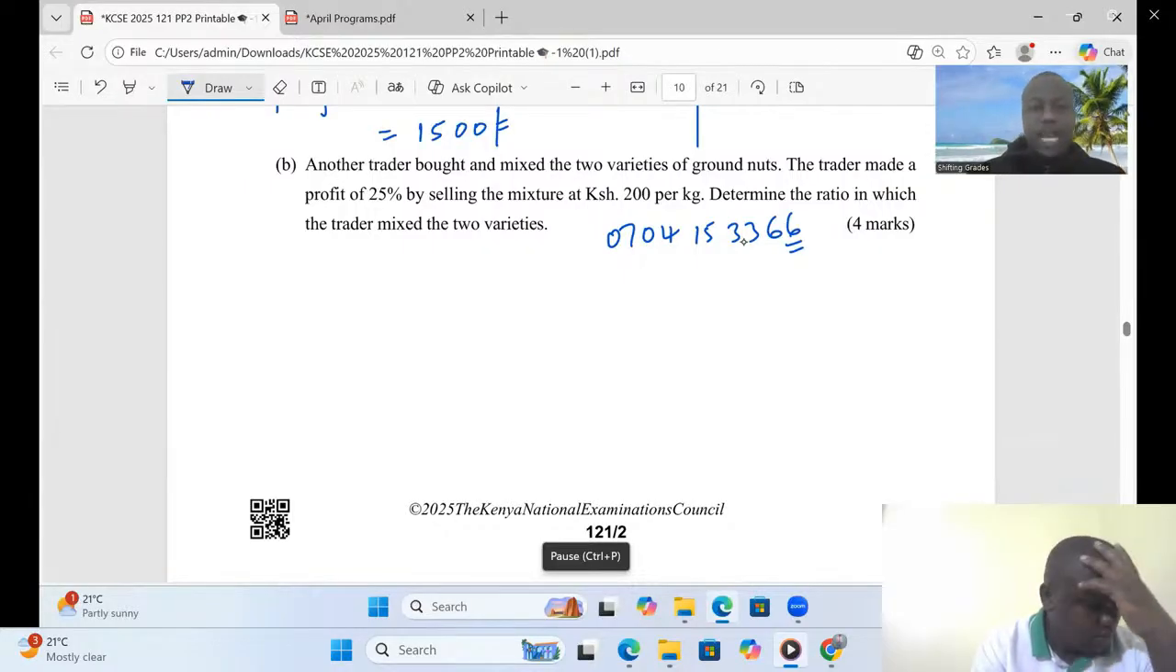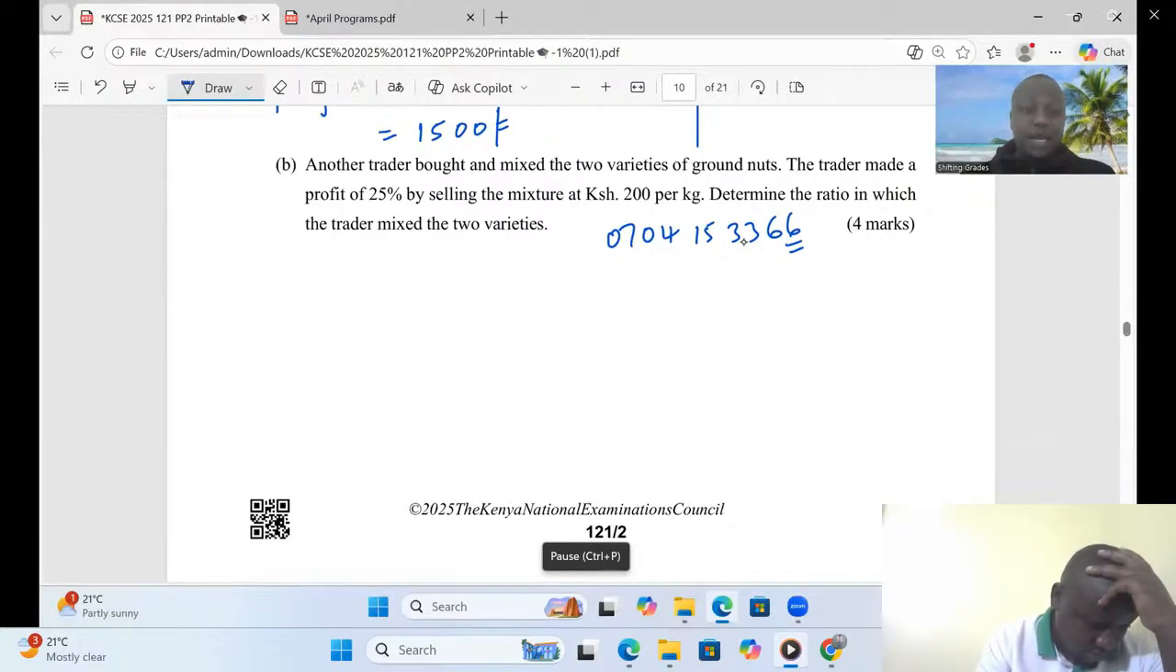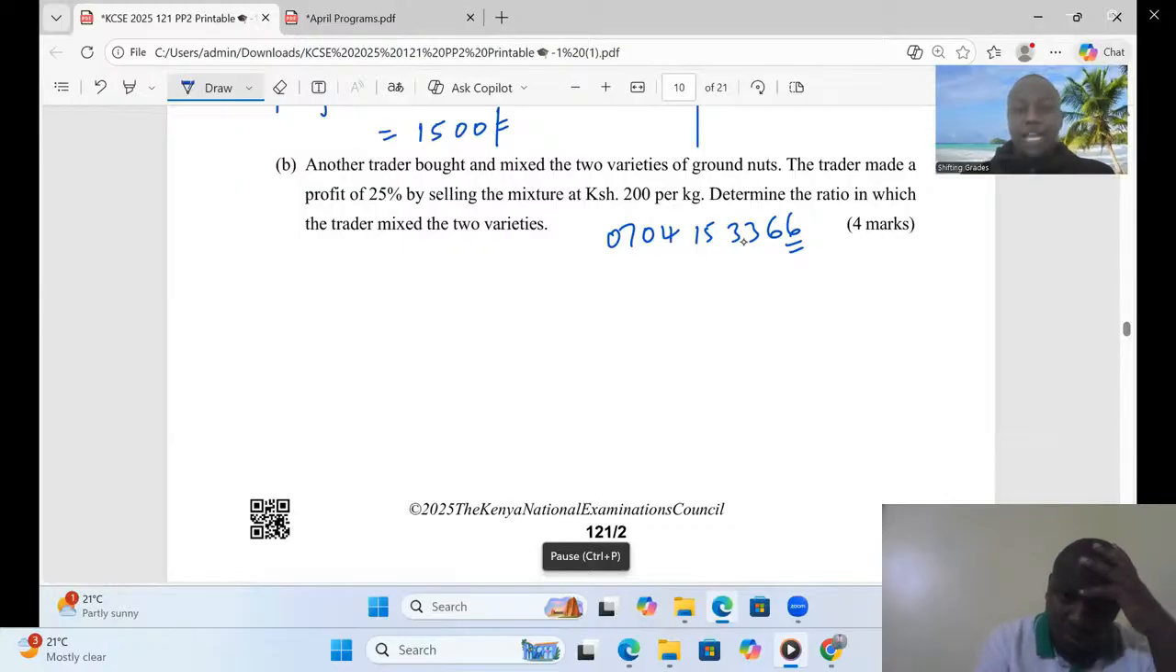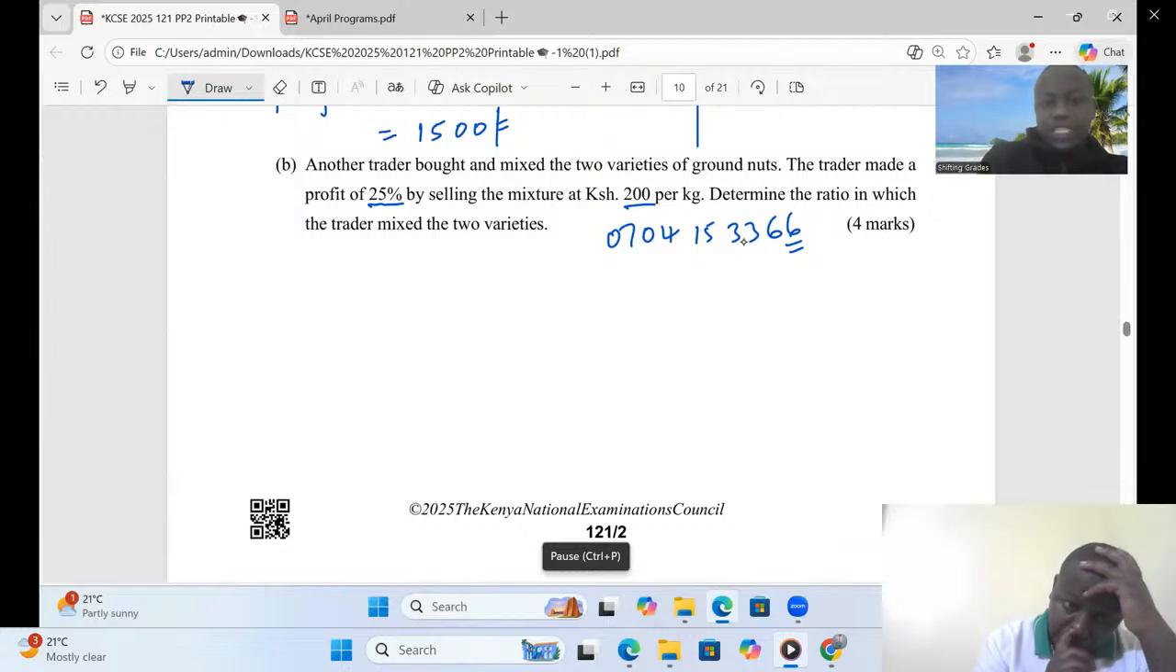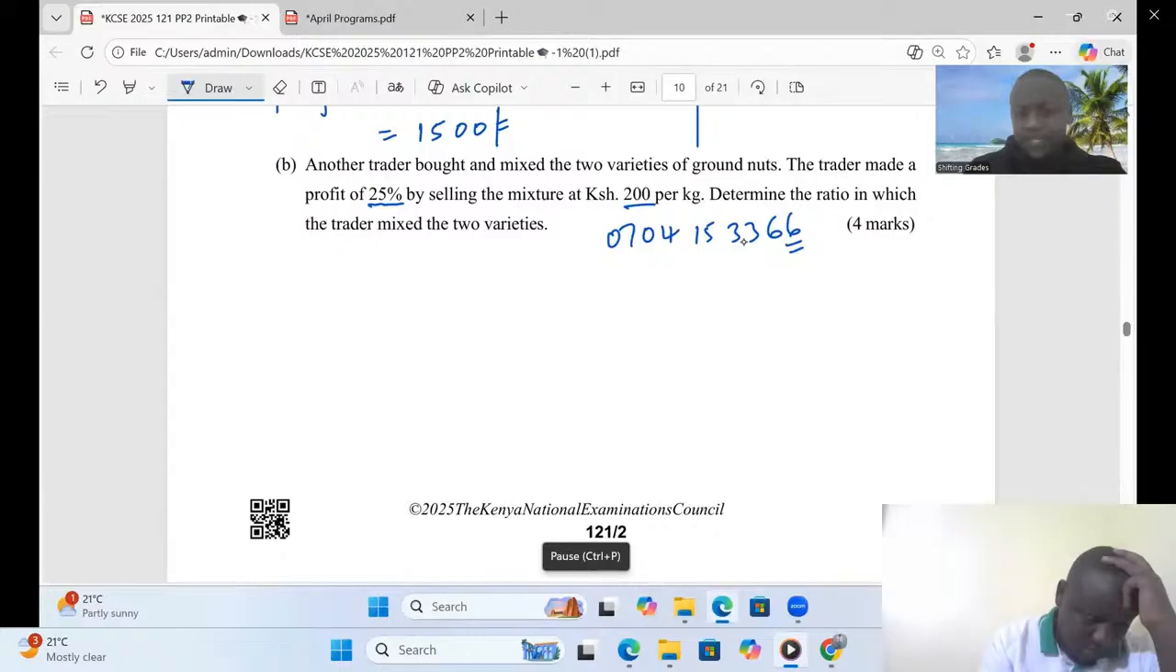Part B, the last 4 marks. Another trader mixed the two varieties of groundnuts. The trader made a profit of 25% by selling the mixture at 200 Kenya shillings per kilogram. Determine the ratio in which the trader mixed the two varieties. So this new trader obtains 25% profit when selling the mixture at 200 per kilogram, meaning that we can obtain the cost price.